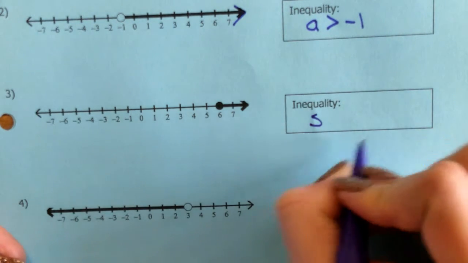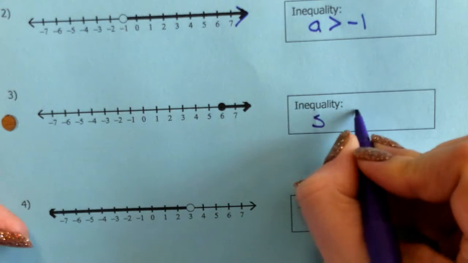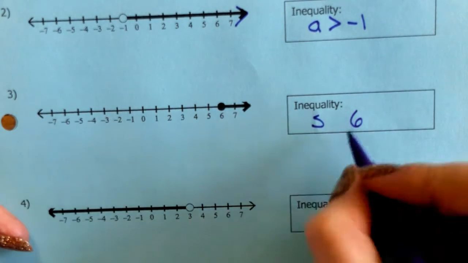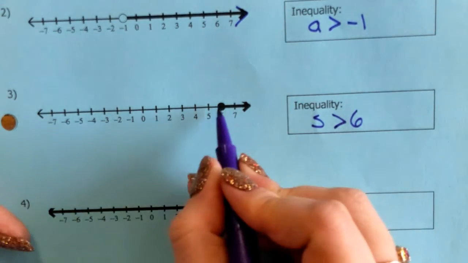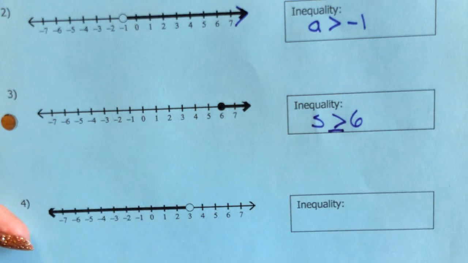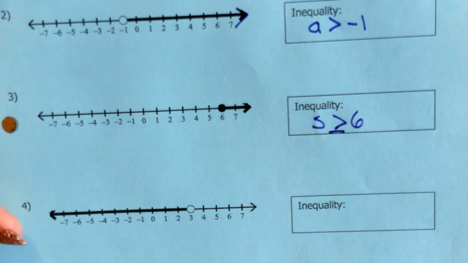Next, I'm going to use S. It is on 6. Okay, pointing to the right. Because it is a closed circle, I need the equal to part.